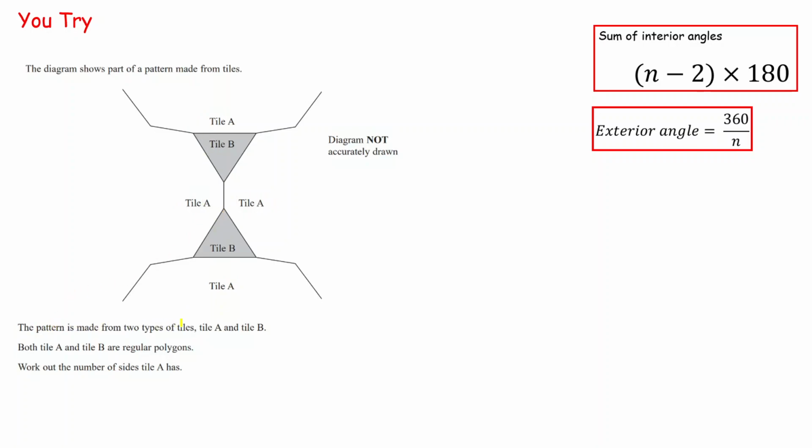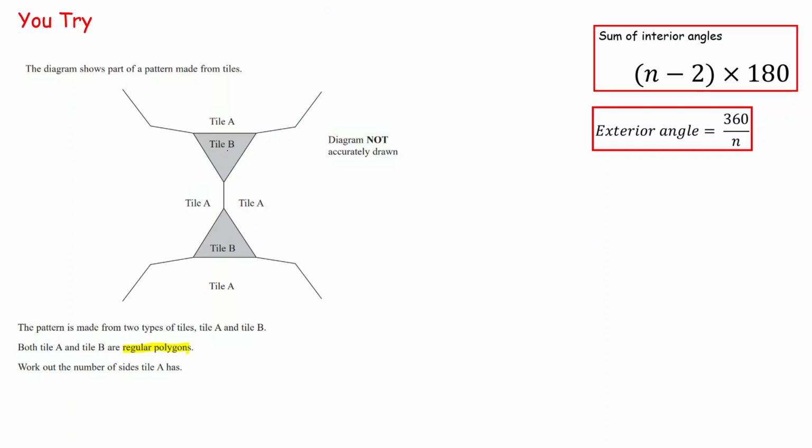The pattern is made from two types of tiles, tile A and tile B. Both tile A and tile B are regular polygons, so all of the sides are going to be the same length. Work out the number of sides that tile A has. So again, what this really means is work out how many sides tile A has, which is any of these, so it could be this one here. Now again, begin by doing what you can do.